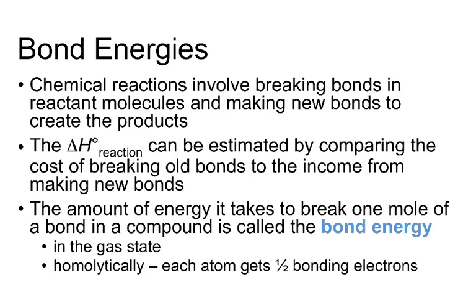Another way to calculate the delta H of the reaction is by comparing the cost of breaking bonds in the reactants and the cost, or the benefit, I guess, of forming bonds in the product. So the amount of energy it takes to break 1 mole of a bond in a compound is called the bond energy. It's assumed to be in the gas state, and these bonds are broken homolytically, which means each atom gets half of the bonding electrons. We're just chopping it right down the middle.